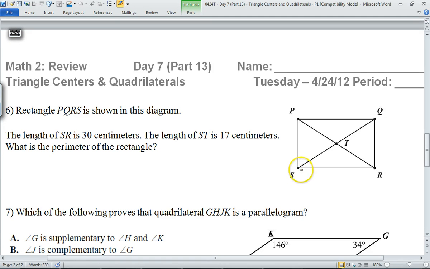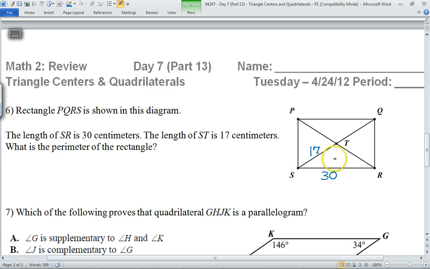Okay, so we know that SR is 30. So let's put 30 down here. And we know that ST is 17. So I'll put a 17 right here. Okay? Let's see. This is a rectangle.